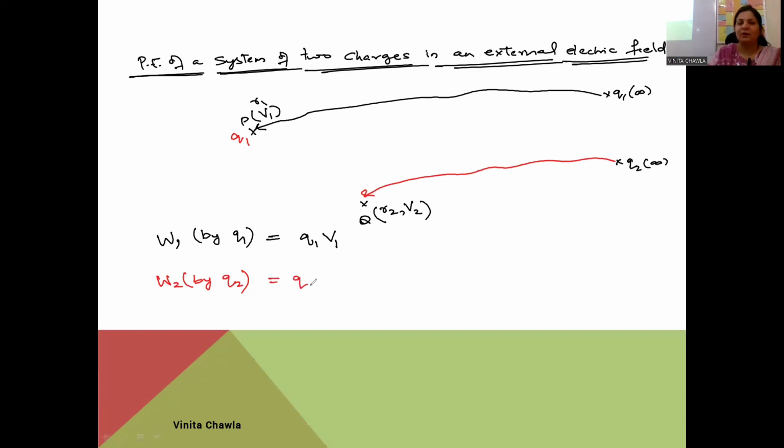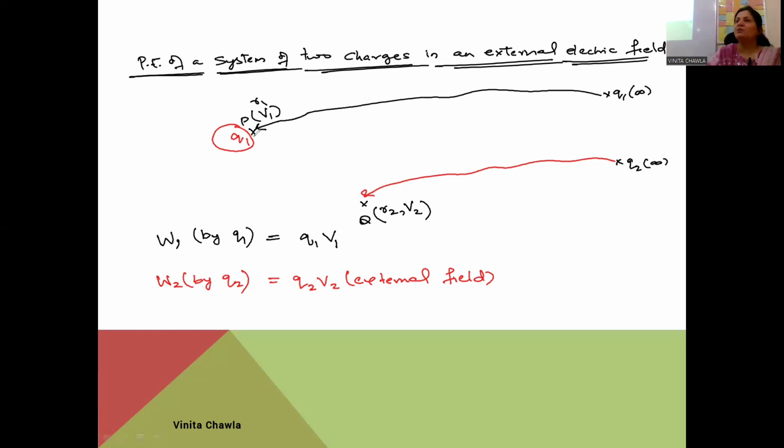Okay, let's accept your point, Q2V2, that is fine. So this work done is due to the external field, right? But now we have two charges, no? One is the external field and second is the field of this charge Q1.